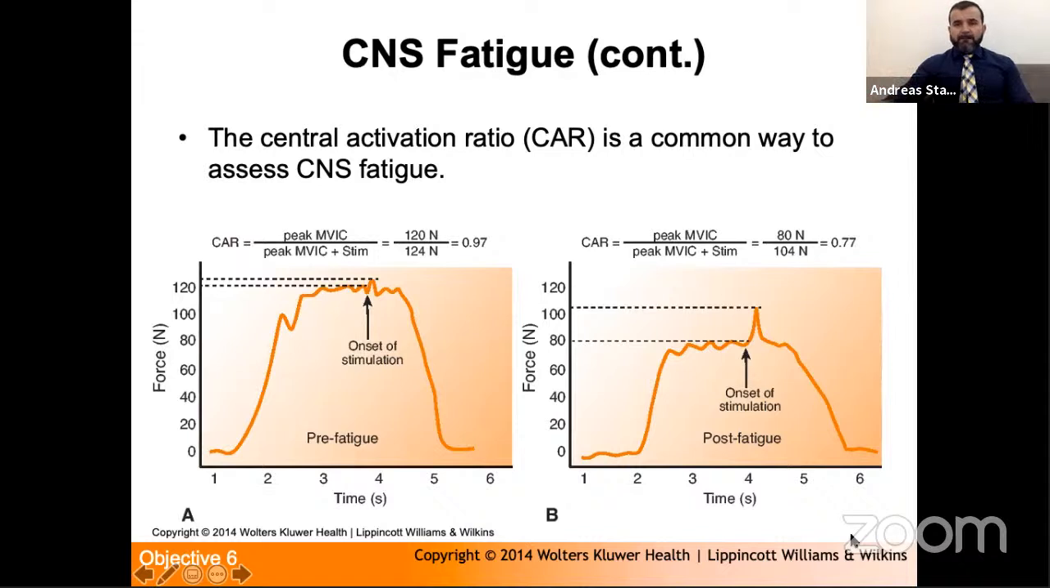So in the second case scenario, we can prove that it wasn't just the muscle that was tired. It was also the nervous system, because you can see the big difference. So it was 120, 124, and 80, 104. So there were a lot of muscle fibers that didn't get stimulated because the nervous system was too tired to stimulate them. So now with electrical stimulation, we go up to 104, so 0.77, right? So this proves that the nervous system can get tired as well.